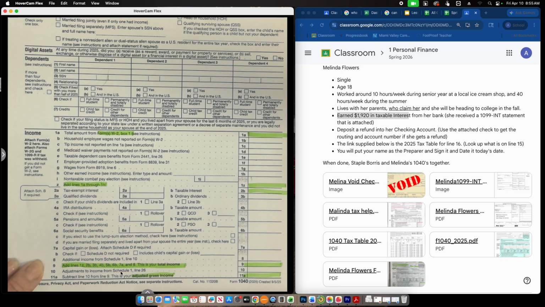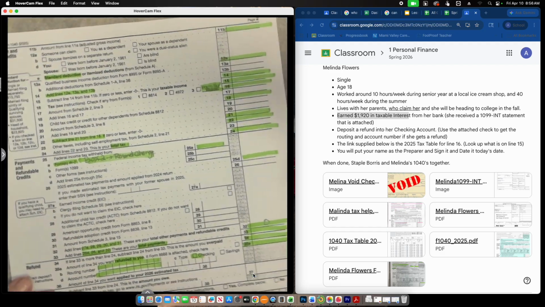We also do not have anything from a Schedule 1. So this is blank. Anything that does not have a green line is left blank. So if we subtract it, we will end up with the same number. This is your AGI, or adjusted gross income.